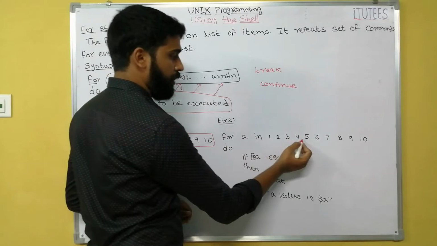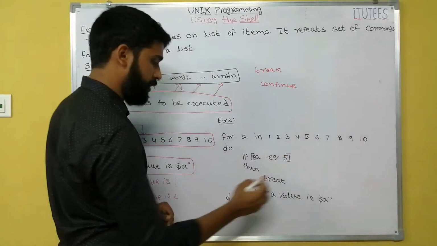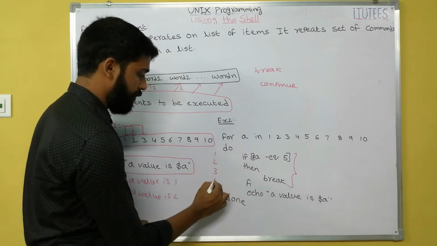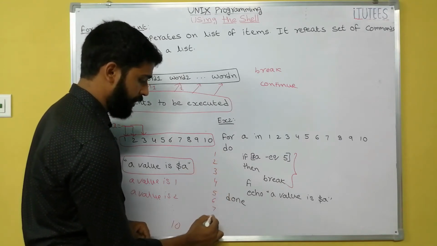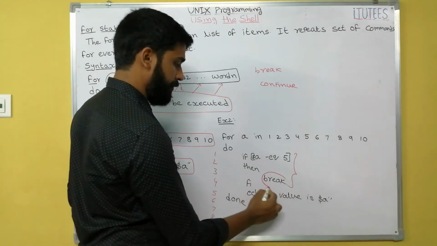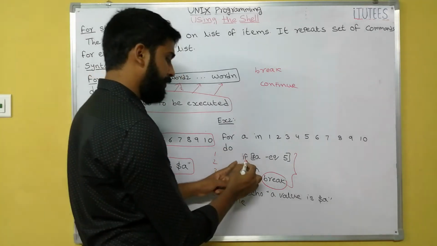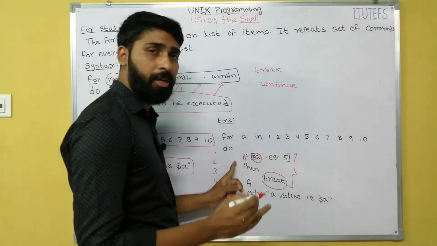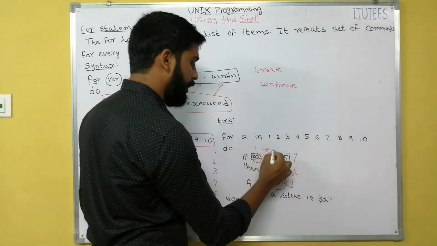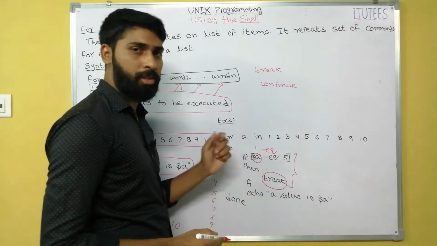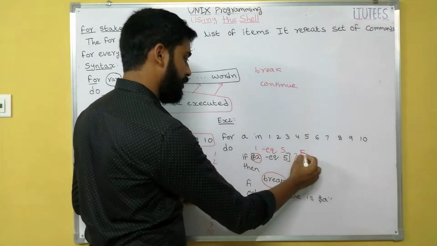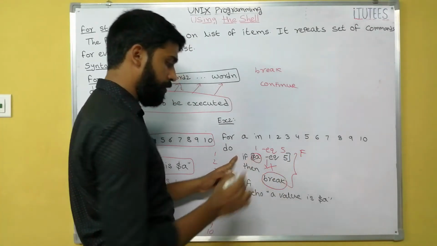So for a in 1 2 3 4 5 6 7 8 9 10. So what is the expected output? 1 2 3 4 5 6 7 8 9 10. Now if I use the break here, if $a, that means if the a value in first iteration, what is the a value? 1 -eq, eq means equals to 5. Is it true or false? It is false.